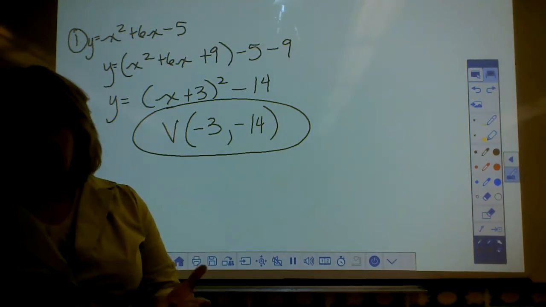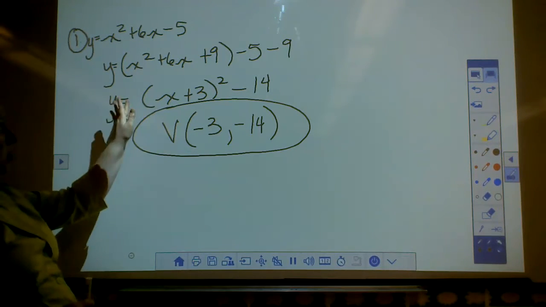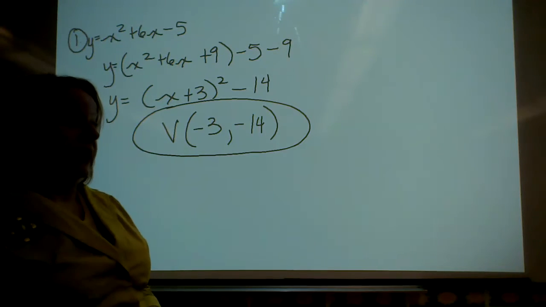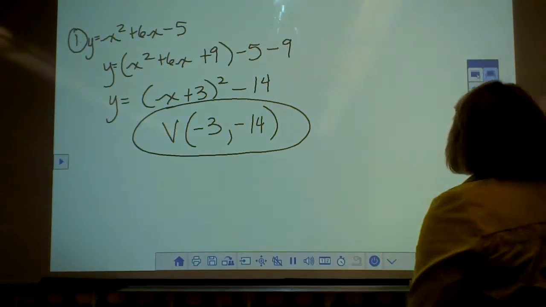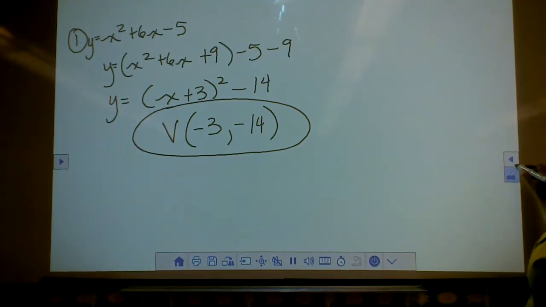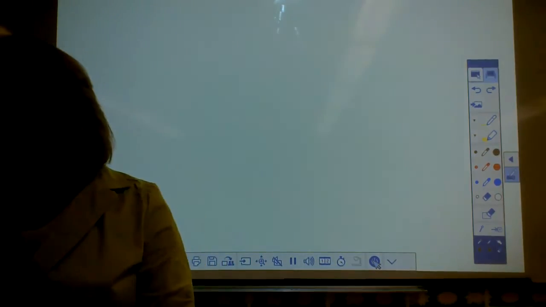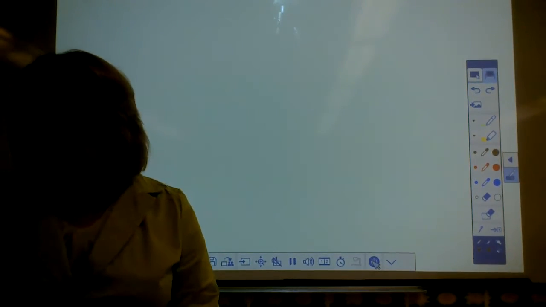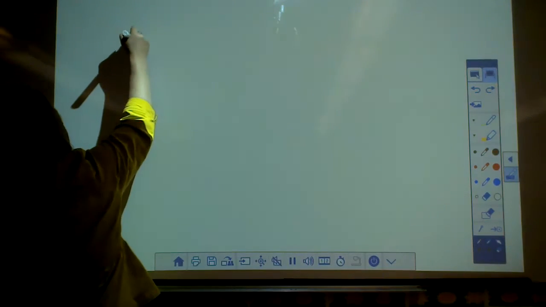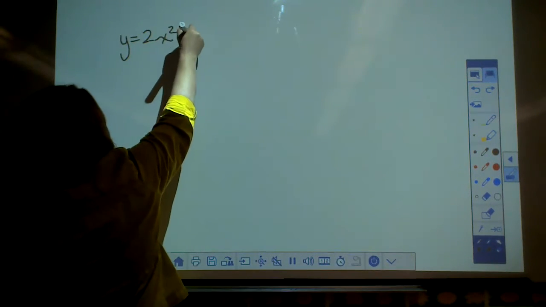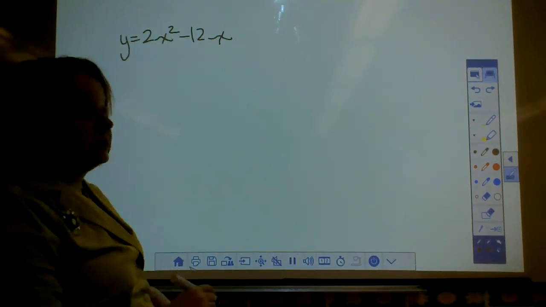So let's go ahead and try another one here. That was when a was 1, so I'm going to show you a different method. That might have been a little confusing for you, but I'll show you something else that might be okay. Okay, so let's move on to this example here, 2x squared minus 12x plus 17. Y equals 2x squared minus 12x, and then we're going to add 17.